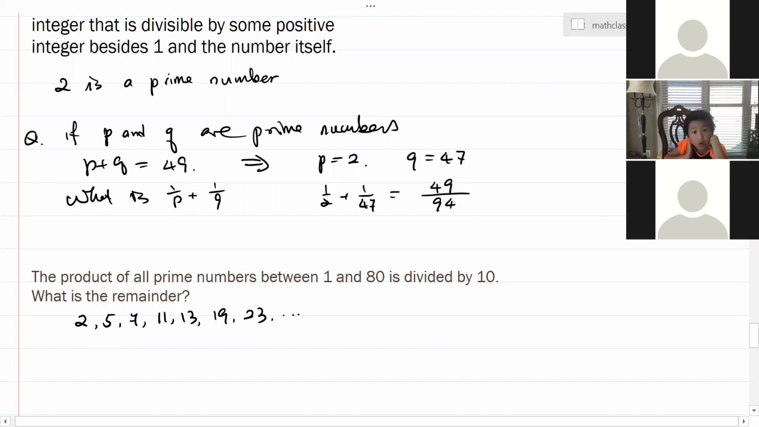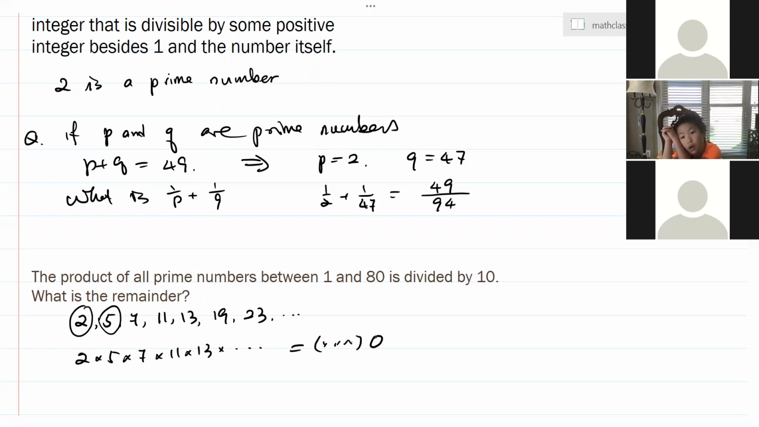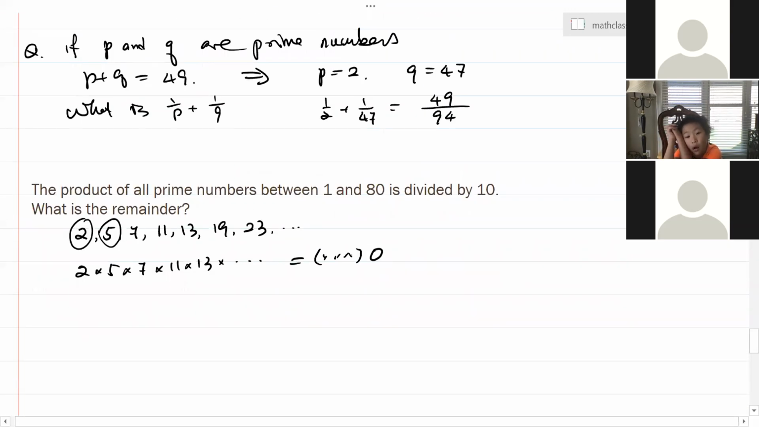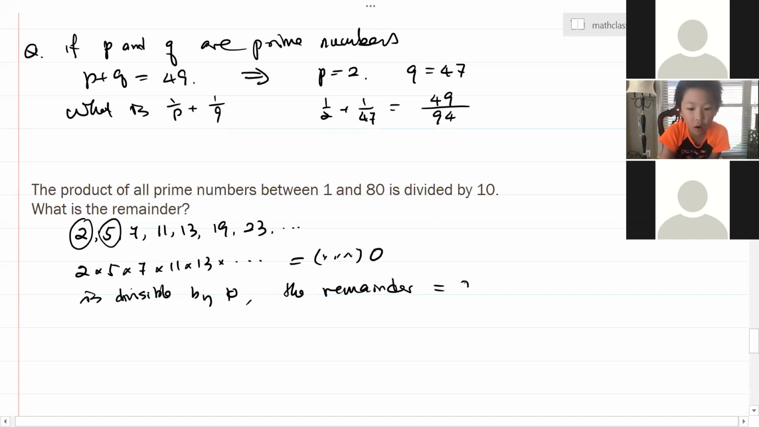But again, for the same reason, 2 is a prime number and 5 is a prime number. Multiply 2 and 5 out and you get 0 showing up at the end. The unit digit is going to be 0. If the unit digit is 0, then it's divisible by 10. If you divide by 10, the remainder is going to be 0, right? The remainder is going to be 0.